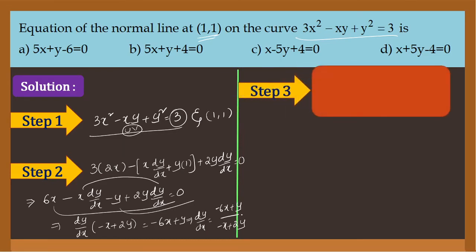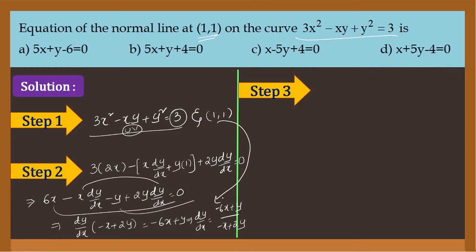Now, substituting the given point, we get the slope of the tangent m equals dy by dx at (1, 1), where x equals 1, y equals 1. So minus 6 plus 1 divided by minus 1 plus 2 equals minus 5 by 1, that equals minus 5. Now the slope of the normal is minus 1 by m, which is minus 1 by minus 5, equals 1 by 5.